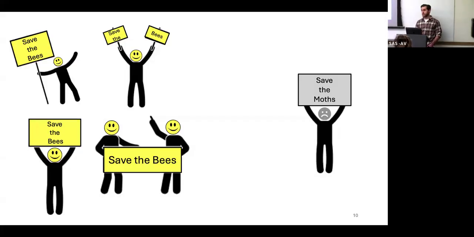And moths have been neglected compared to daytime pollinators, and particularly bees. So we hear a lot about saving the bees, but you don't really hear a lot about saving the moths. And that's why I'm here today.